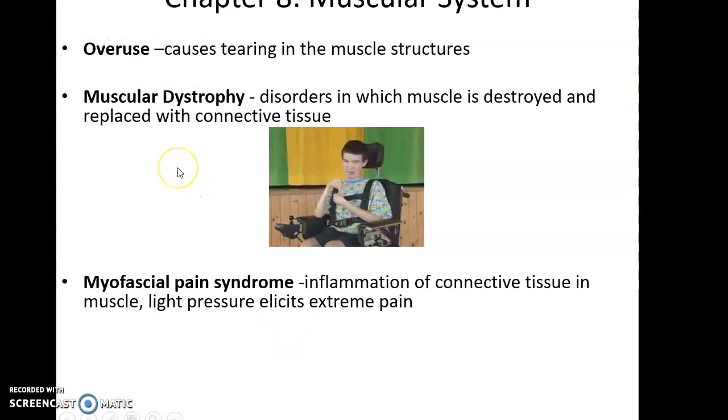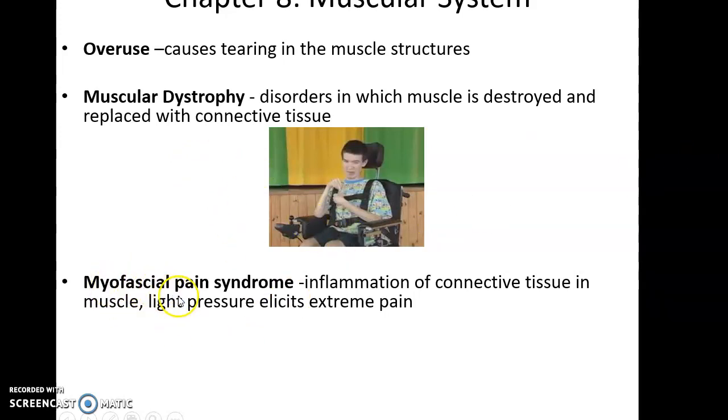All right, overuse. Overuse can cause tearing in muscles. Minor overuse can allow a person to recover relatively quickly, not a big deal, just little microscopic tears that can be fixed. Continuing to overuse a muscle after it's become very sore, though, could lead to more significant damage. Muscular dystrophy. Muscular dystrophy is a collection of disorders in which the muscle tissue is being destroyed and replaced with connective tissue. It is a progressive disorder; over time, the person loses muscle function.